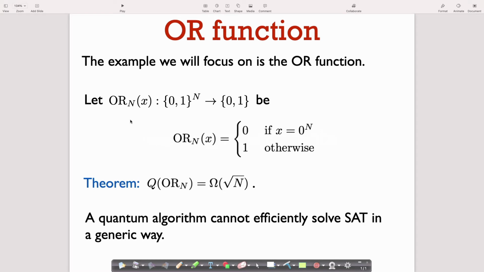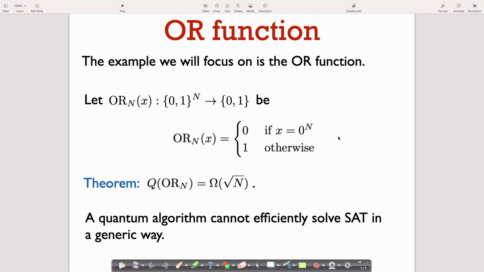This is a total Boolean function, from {0,1}^n to {0,1}, and it evaluates to 1 if and only if the input has at least one 1. So it only evaluates to 0 on the all 0 string. And we know that any quantum algorithm which computes the OR function has to make at least a constant times square root of n many queries to the oracle.